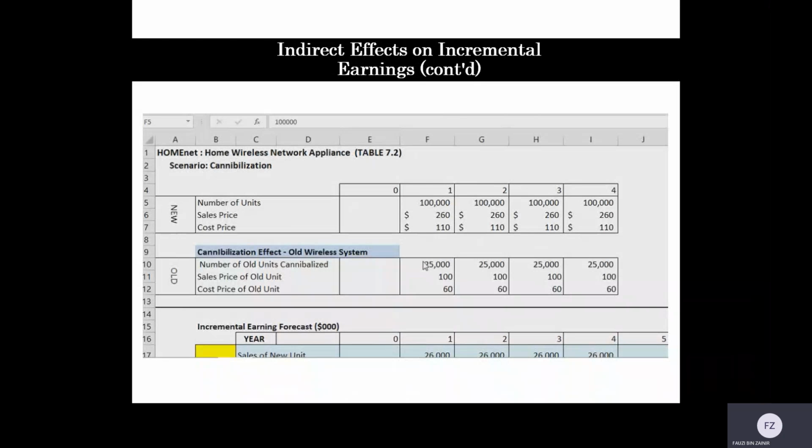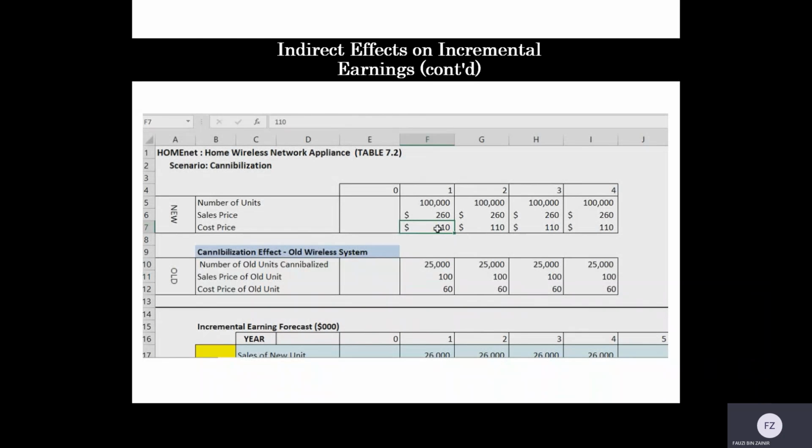So basically, the way it's been calculated here is 25% times the number of units that they used to sell, which is 100,000. So you have 25,000. And as far as the sale price of the old unit, it used to be around $100, whereas HomeNet is currently selling at $260. The cost price for the old unit used to be around $60, which they outsourced and bought from a third party. But as far as HomeNet is concerned, they are buying at $110.